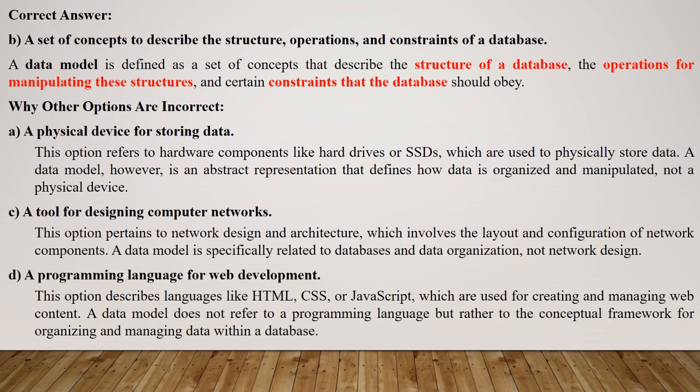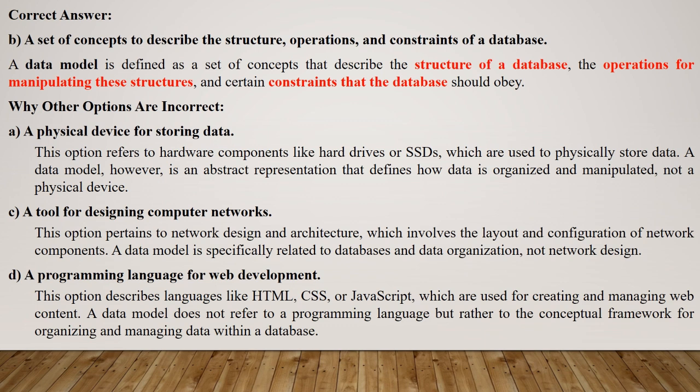The correct answer is B, a set of concepts to describe the structure, the operations, and the constraints of the database. A data model is defined as a set of concepts that describe the structure of a database, the operations for manipulating the structures, and certain constraints that the database should obey.